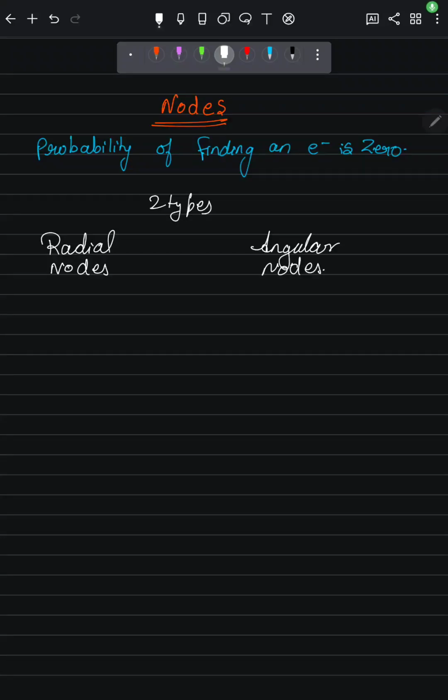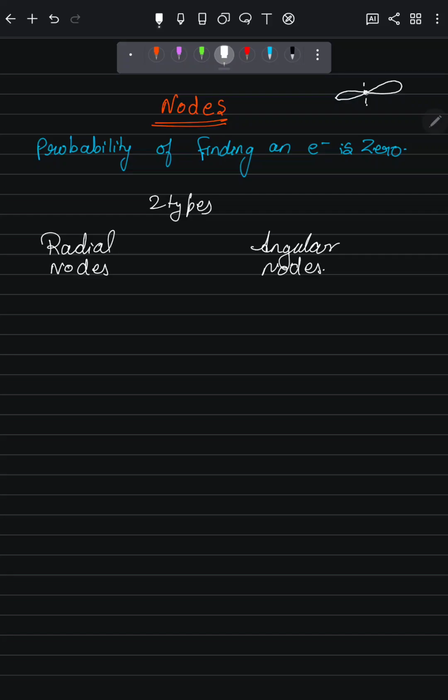For part 2 of this, let's talk about nodes. What is a node? If we talk about the structure of orbitals, just like this p orbital, then a node is a place where the probability of finding an electron is 0.